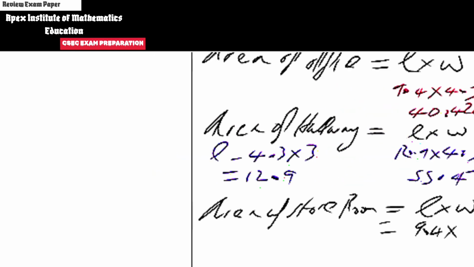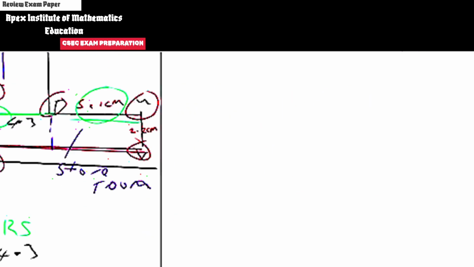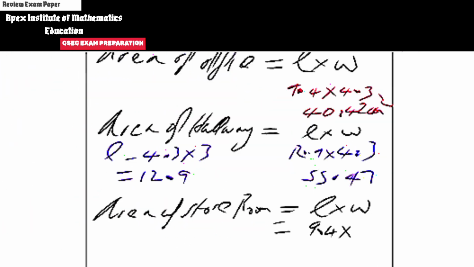And now we need to calculate the width. So the length and the width is 2.2. There we have it to the side here, 2.2. So the width is 2.2. So 9.4 multiplied by 2.2, that's 20.68. So we have all that written down towards the side.